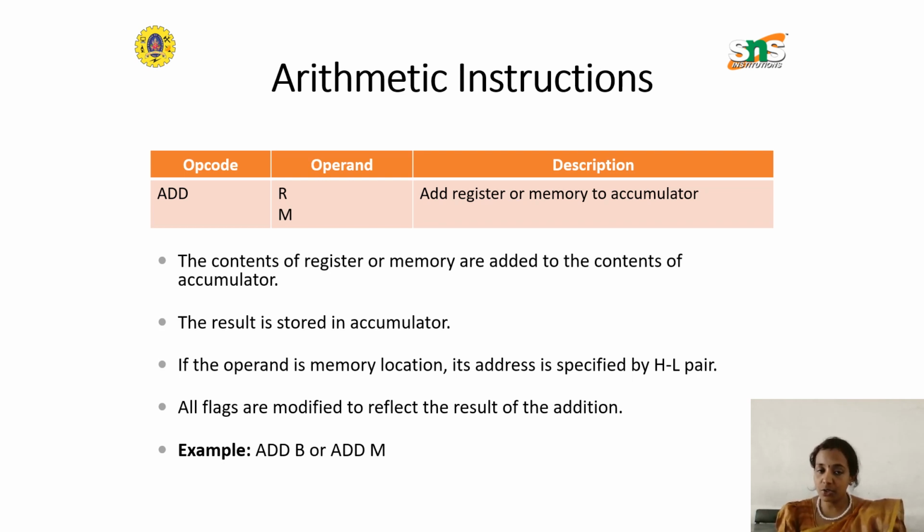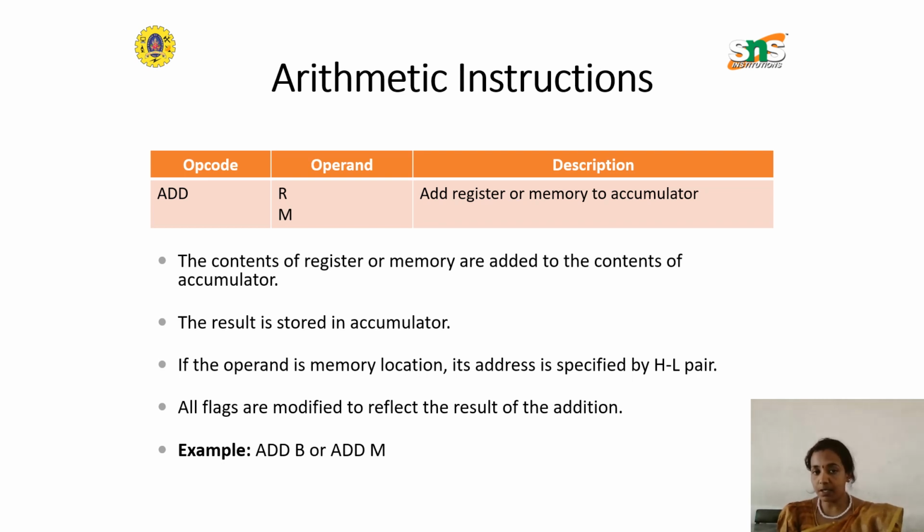ADD M is the next instruction, which means the contents of the memory location should be added with the contents of the accumulator. The content of register or memory are added to the contents of the accumulator, as I told already. The result is stored in the accumulator. If the operand is a memory location, its address is specified. If it is M, then the address would be specified by the HL register pair. All the flags are modified to reflect the result of the addition.